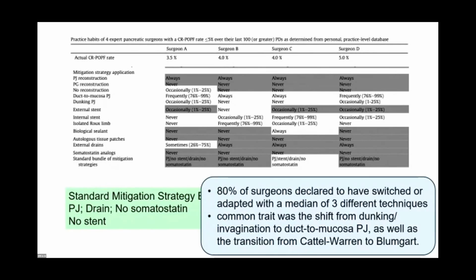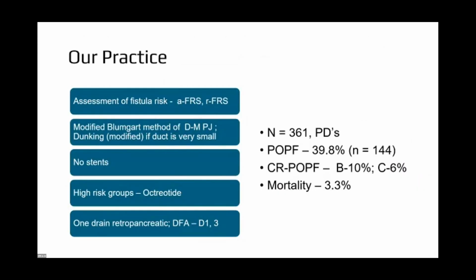Another interesting thing which came out in this discussion was that 80% of these expert surgeons went through a series of pancreatic anastomosis, finally coming to their technique after 3 anastomosis. And they all graduated from Dunking to duct to mucosa and from Cattell-Warren to Blumgart. It just resonates with what I've gone through over this period. We assess the fistula risk. Now we do a modified Blumgart, no stents. In high-risk patients I use octreotide, and we put a drain.